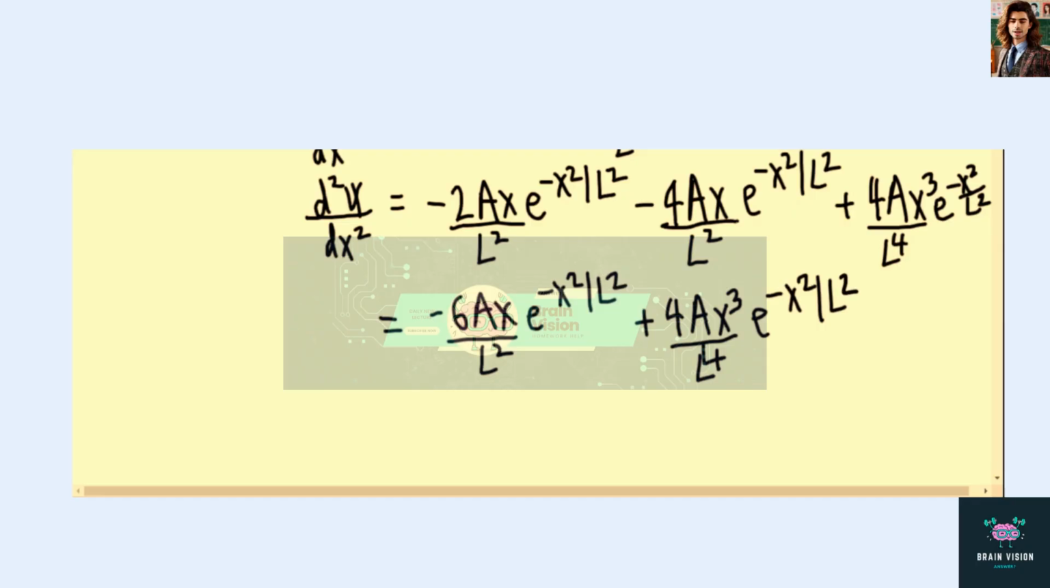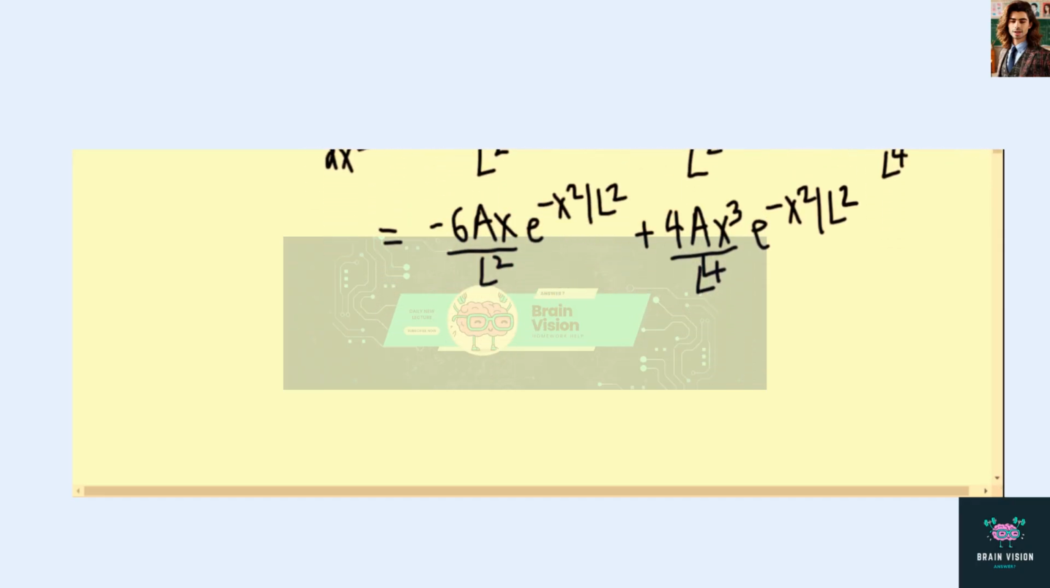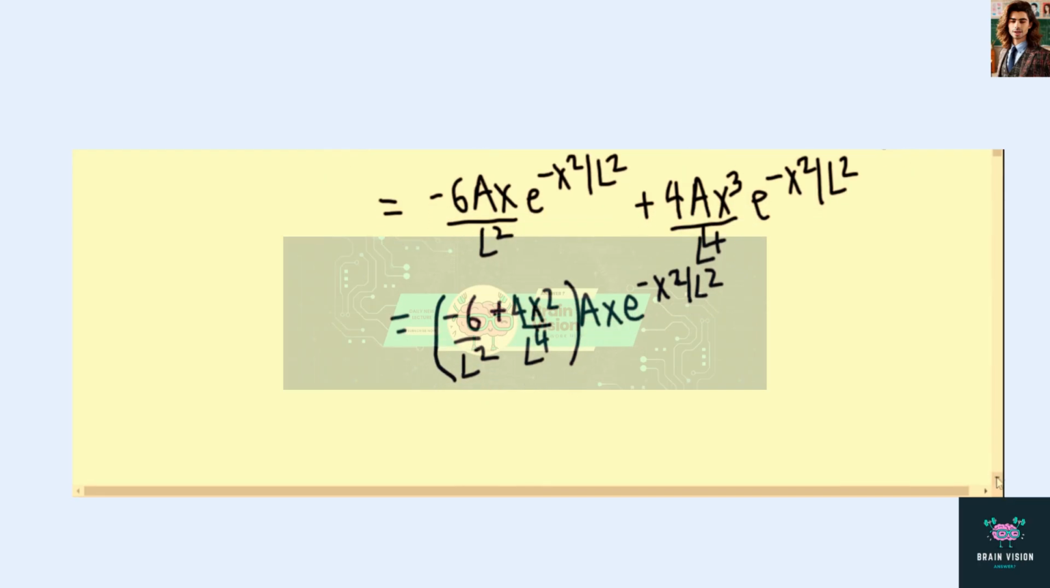And we can rearrange this a little bit. What I'm trying to do is just get ax e to the minus x squared over L squared right here, because this is the wave function. So we have minus 6 over L squared, and then here we have plus 4 x squared over L to the fourth. So now we have the way that we want this to be factored, and this is the second derivative.